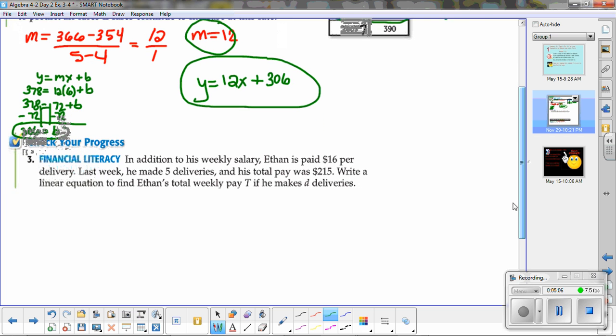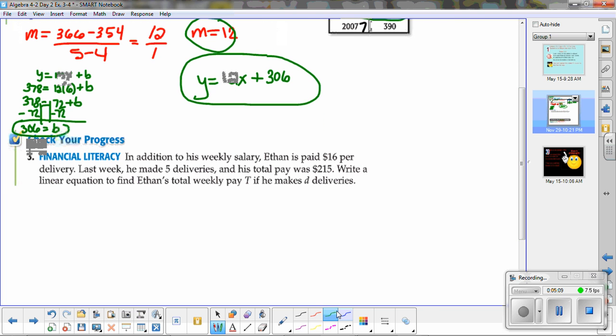You may want to pause the video and try the next one on your own. It says, in addition to his weekly salary, Ethan is paid $16 per delivery. Last week, he made 5 deliveries and his total pay was $215. Write a linear equation to find Ethan's total pay, T, if he makes D deliveries.